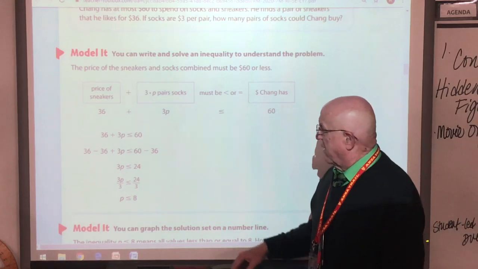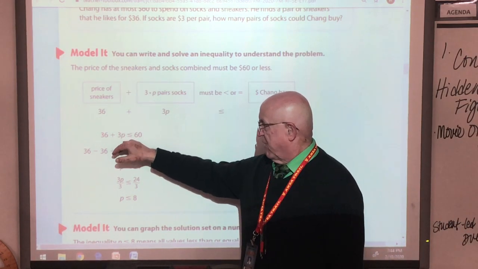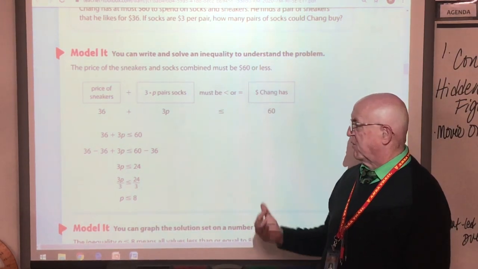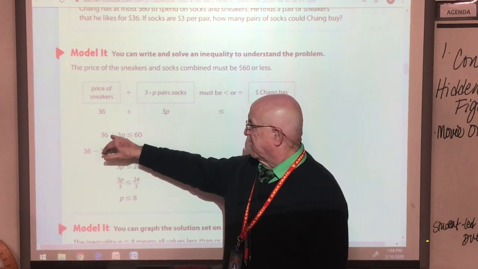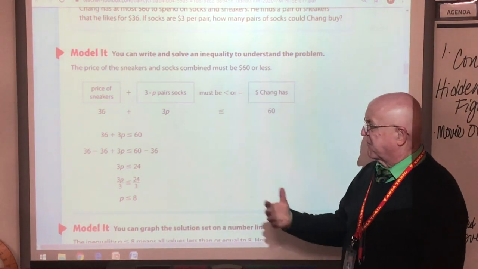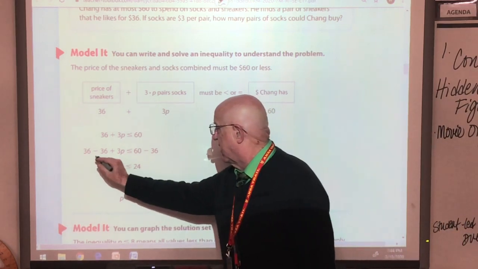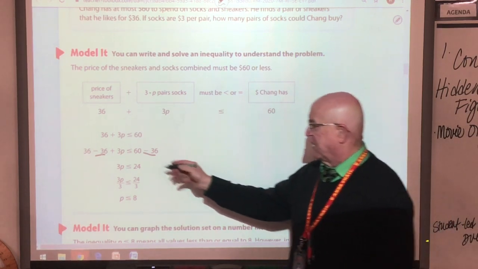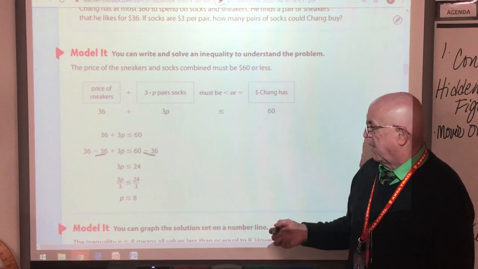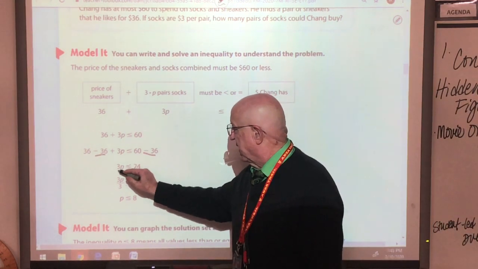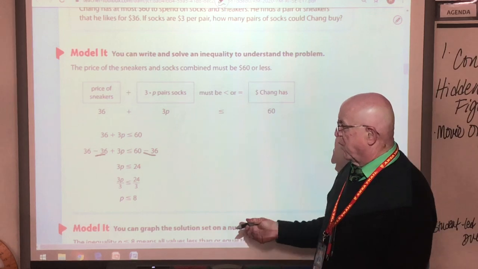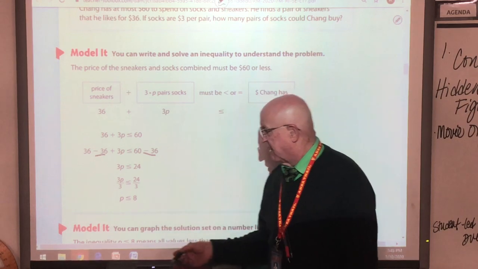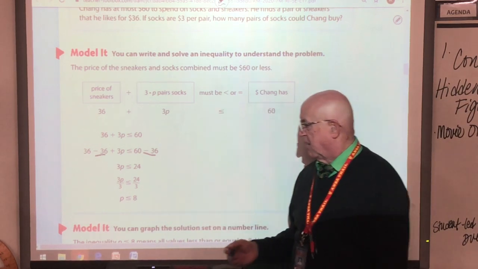Now, we know that whatever's being done to our variable, we have to undo it. And we undo it from the least important to the most important. So right now, the least important thing that's being done is we're adding 36. So we need to subtract 36 from both sides. That's going to be done right here and right here. And when we do that, that will leave us 3P is less than or equal to 24. Once we're at this point, what's being done now is multiplication, and we can divide by 3 on both sides to maintain that balance, and P will be less than or equal to 8.